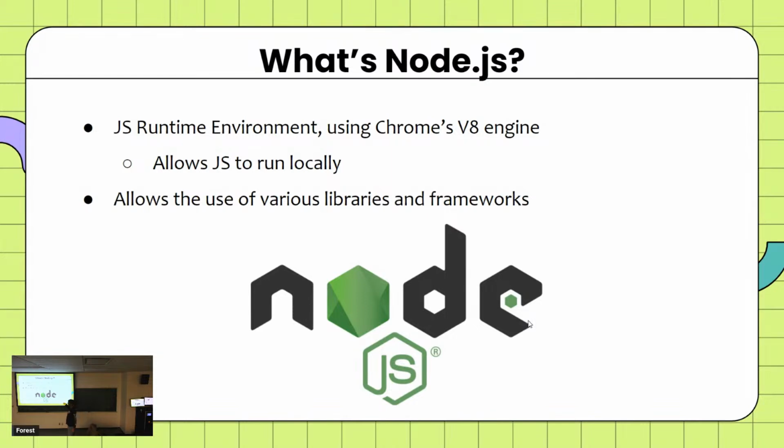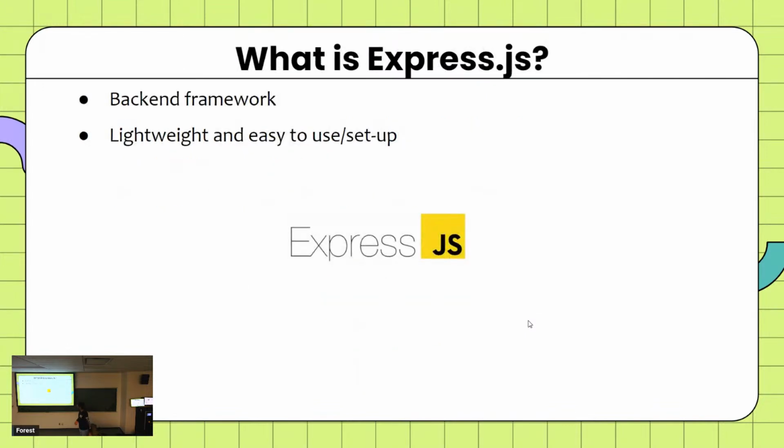So what's Node.js? It's a JS runtime environment using Chrome's V8 engine. So essentially it allows JS to run locally. Node.js uses the same engine that Chrome uses to run JavaScript. Chrome has an engine that runs JavaScript in your browser. Similarly, Node.js has a JavaScript engine which runs JavaScript locally. And it allows the use of various libraries and frameworks. These libraries and frameworks are what are going to open the door to backend development, in terms of how requests should be handled and how the database should be interacted with.